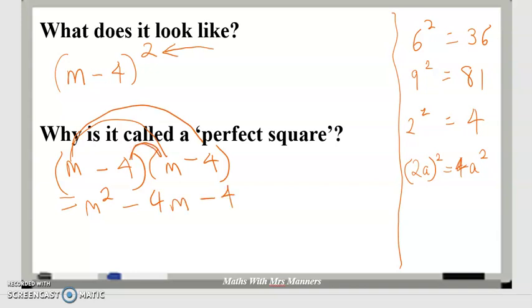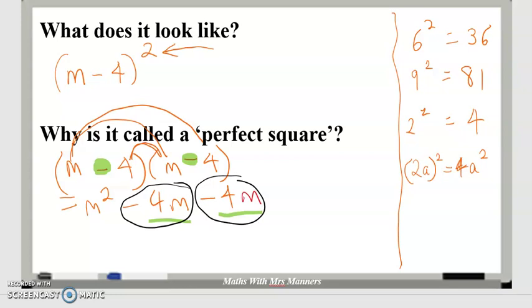And what I want you to notice is it's different to a difference of two squares. With the difference of two squares, these two terms were opposite in sign. But this time round, I don't have a plus and a minus. I have a minus and a minus. And what does that do? Well, it gives me the exact same term. Two lots of the same term. And then lastly I'm going to multiply the last terms. So minus 4 times minus 4, that's positive 16.